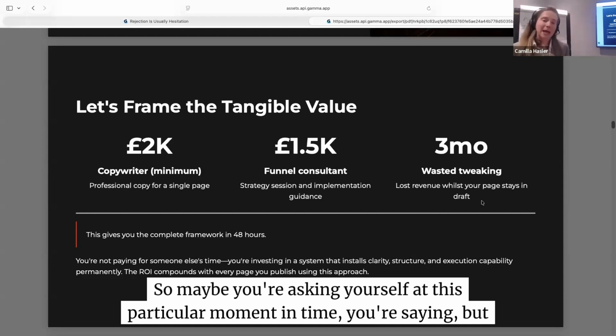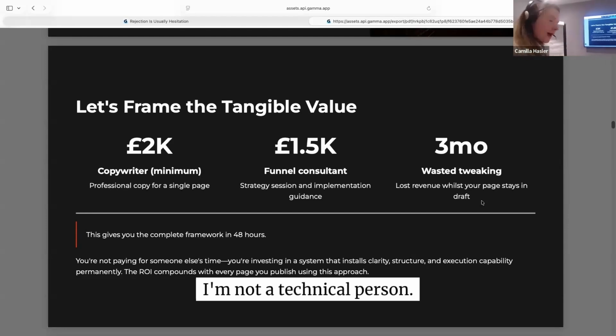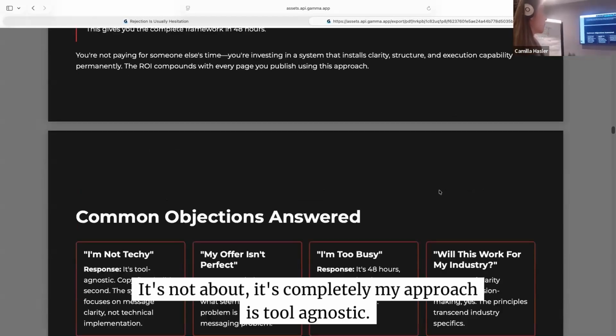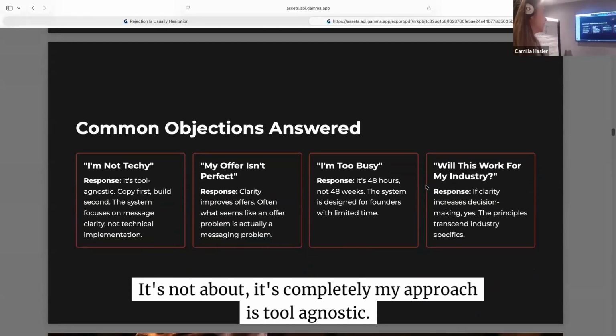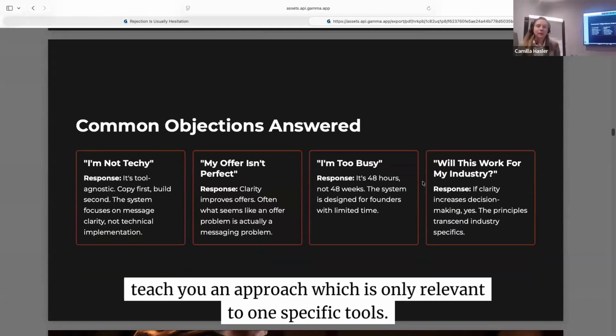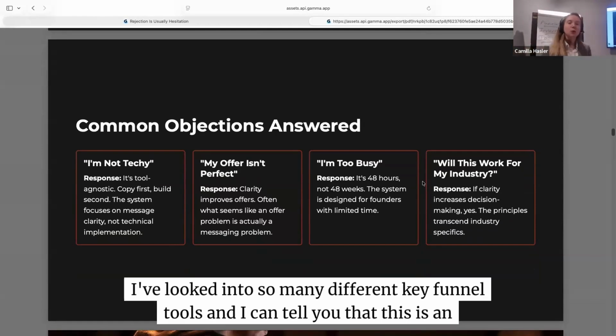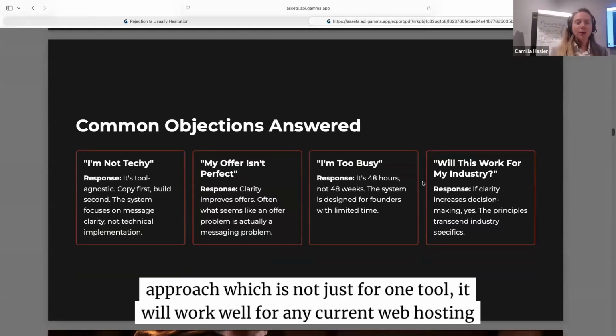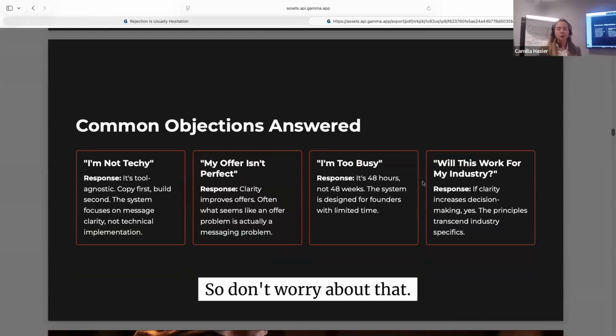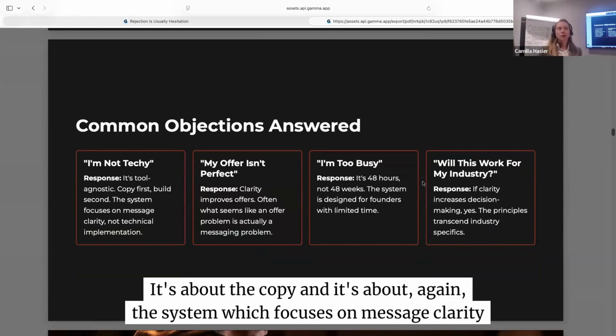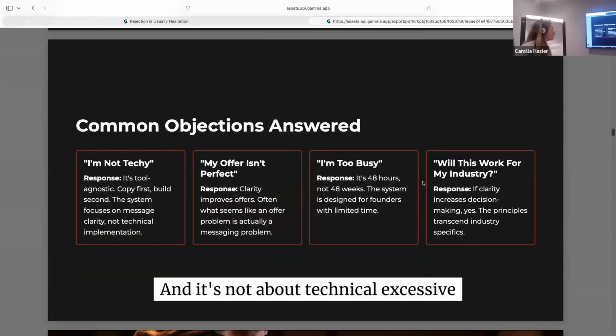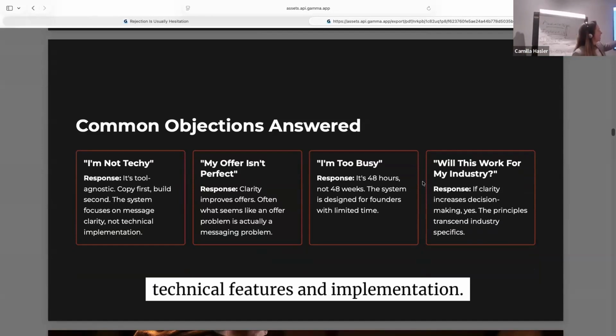So maybe you're asking yourself at this particular moment in time, you're saying, but I'm not a technical person. My approach is tool agnostic. I'm not going to teach you an approach which is only relevant to one specific tool. I've looked into so many different funnel tools, and I can tell you that this is an approach which is not just for one tool. It will work well for any current web hosting tool that you have, right? So don't worry about that. It's about the copy and it's about a system which focuses on message clarity and making it compelling and appealing. And it's not about excessive technical features and implementation.